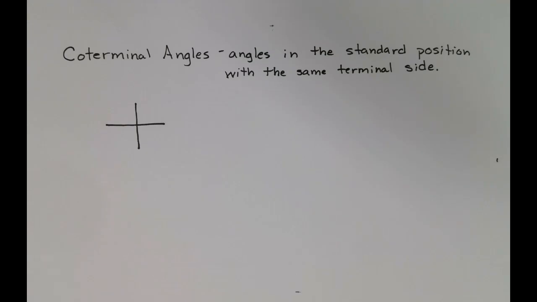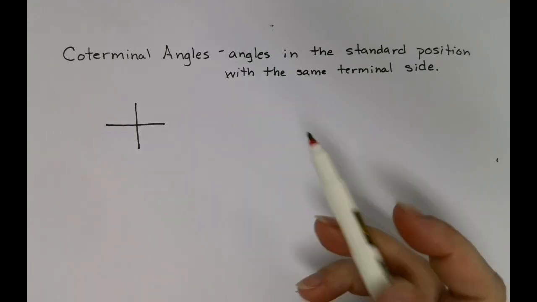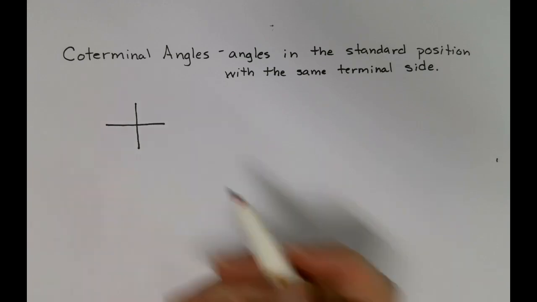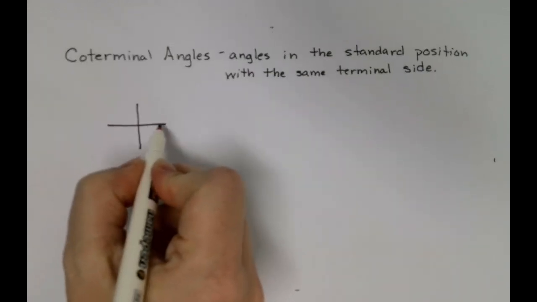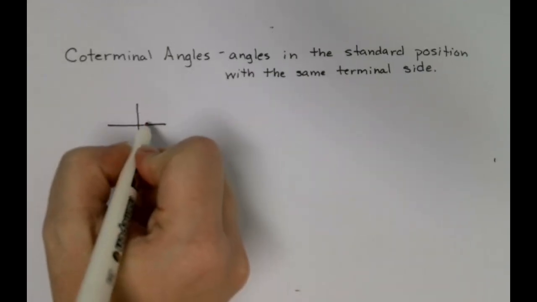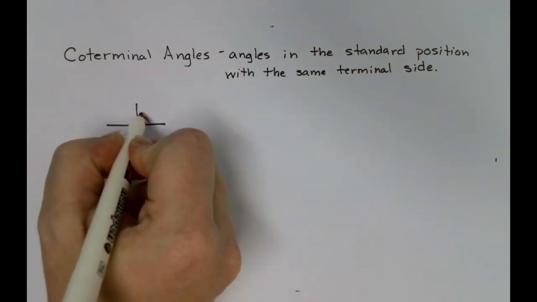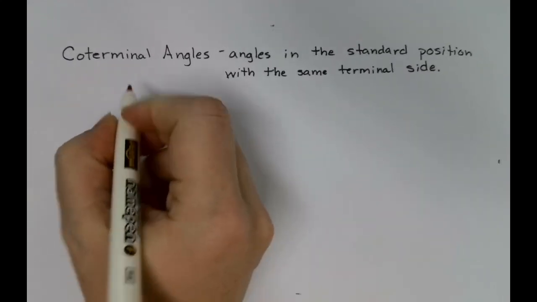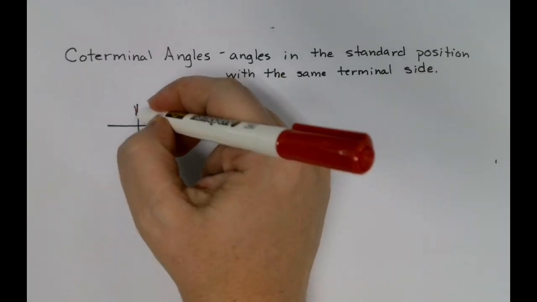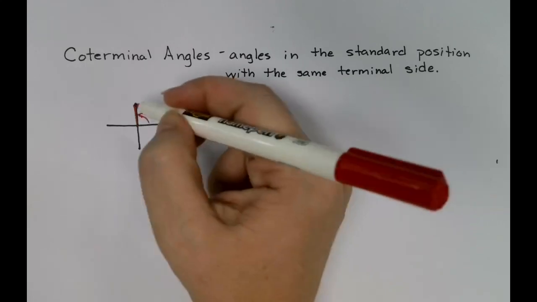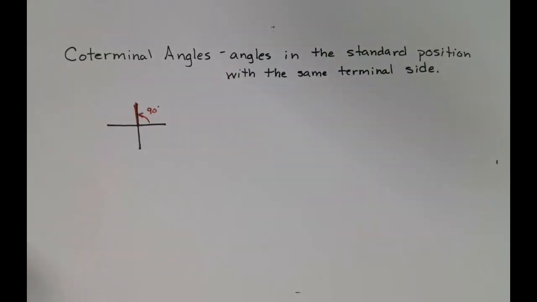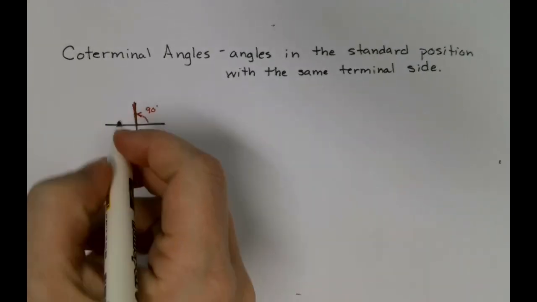So in this video we're going to look at coterminal angles, and as you see here it says angles in the standard position with the same terminal side, meaning that they're going to start on the axis over here and they're going to end at some other point. So let's say we'll start here and make a 90-degree angle. And so what we're looking for is something that's going to have a side that coincides with this terminal side, the side that's landing on the y-axis.